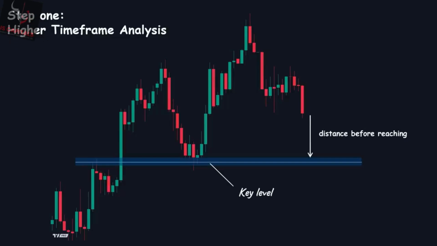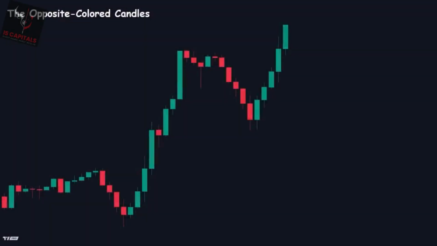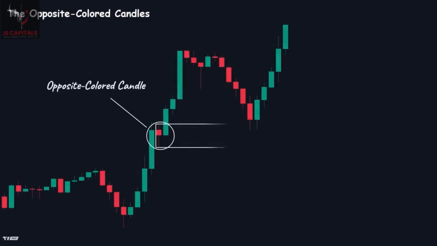These key levels have specific characteristics. Here are some top criteria based on price action. The opposite colored candles. If you examine the trading chart, you'll notice that an opposite colored candle within an impulsive move often acts as strong support or resistance. Institutions and large participants frequently use these candles as the origin to refine their trading plans. Therefore, we always mark these on the chart, especially on higher time frames, and anticipate a reaction when the price taps into these levels.